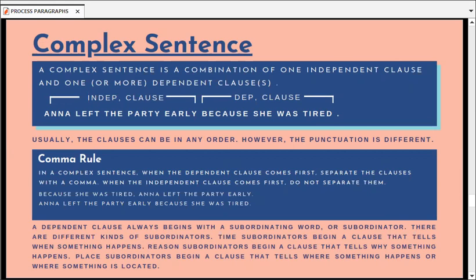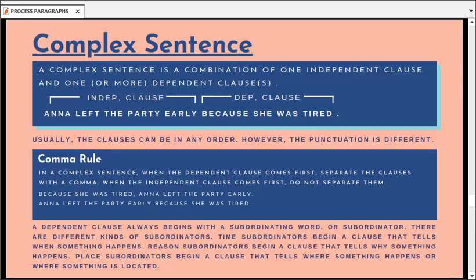Dependent clauses always begin with a subordinating word, or subordinator. There are different kinds of subordinators. Time subordinators begin a clause that tells when something happened. Reason subordinators begin a clause that tells why something happened. Place subordinators begin a clause that tells where something happened or where something is located.